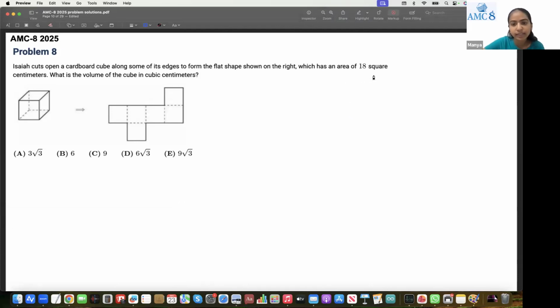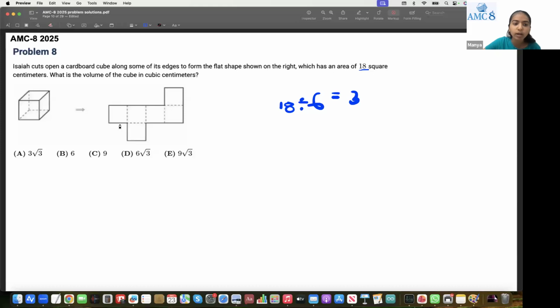So we know that this net right here is called a net of a cube. This one has a total area of 18 square centimeters. Well then, we would have to find the area of one such square. Since there are 6 squares here, we would do 18 divided by 6, which gives us 3, meaning that the area of one of these squares is 3.